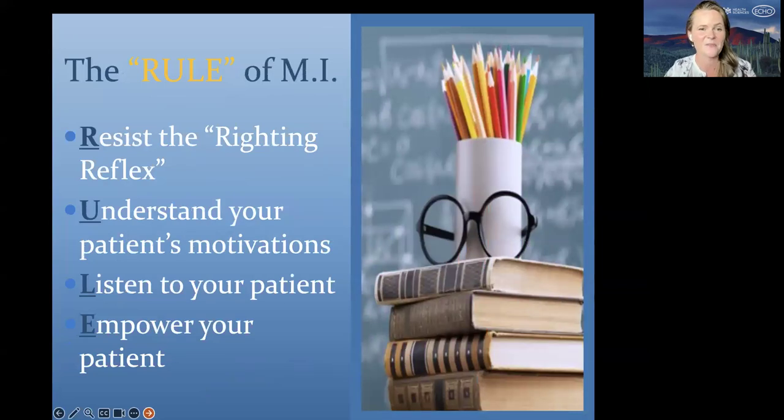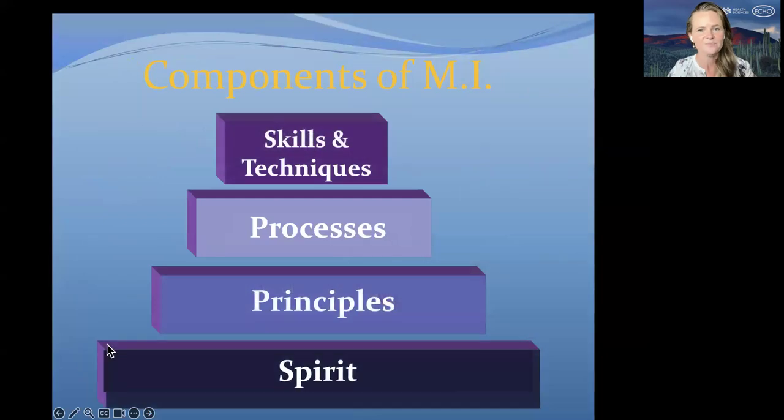Part of how we can avoid this is remembering the rule of MI. Motivational interviewing loves its acronyms. R is simply resisting the righting reflex. That's knowing that it happens, recognizing when it comes up. Like I said, it can be helpful to do this just in everyday life. And then going to the other side behaviorally by understanding your patient's motivations, listening to them, empowering them. That's kind of the opposite of the righting reflex, really sitting back in your chair and acknowledging that they're the expert and eliciting their expertise.